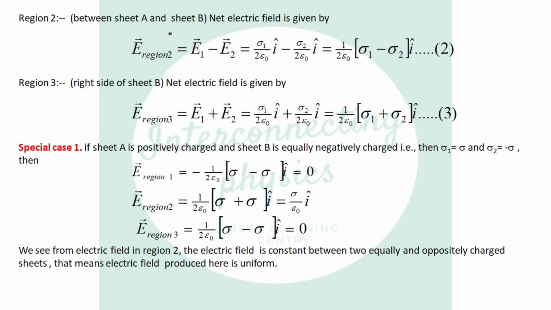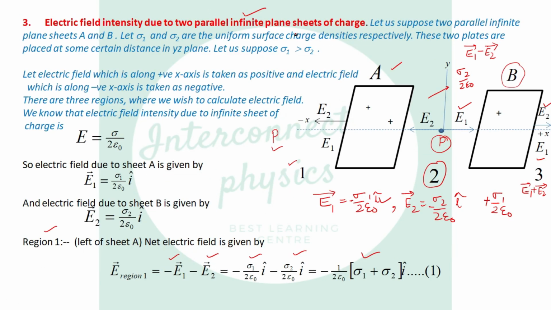In region 2, the electric field by sheet A is positive and for sheet B it is negative because for sheet B it is away from the positively charged sheet and in the negative x-axis. So the result is this if we take the common terms outside. And for the right side of the sheets, both fields are positive because both are in the positive x-axis. The result is this. So these are the results due to two parallel sheets.